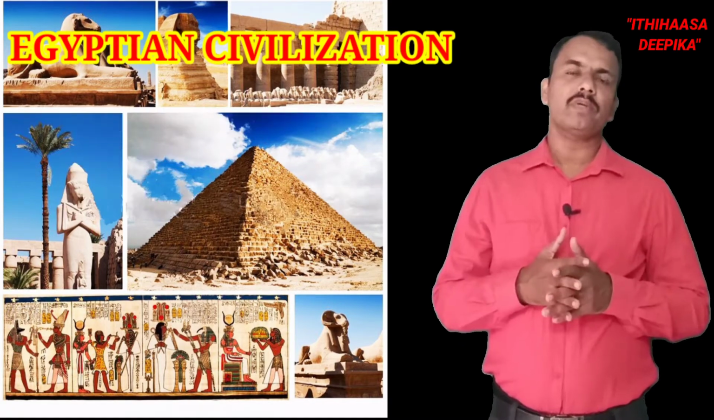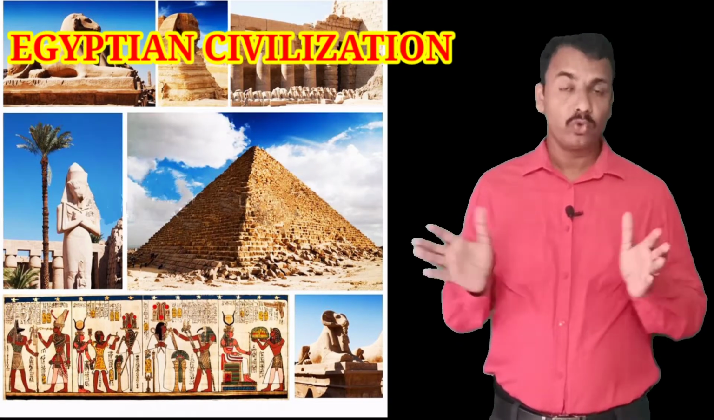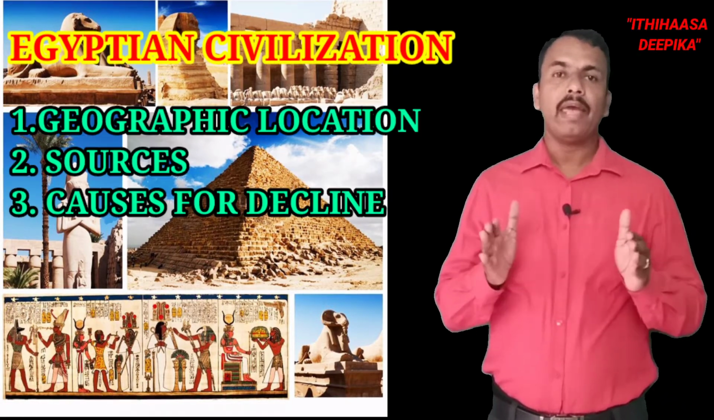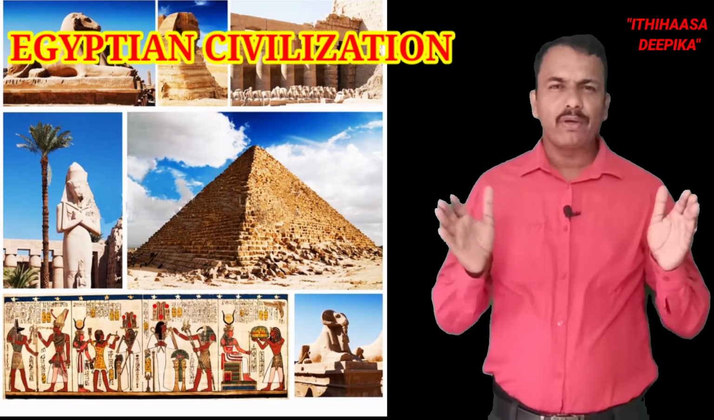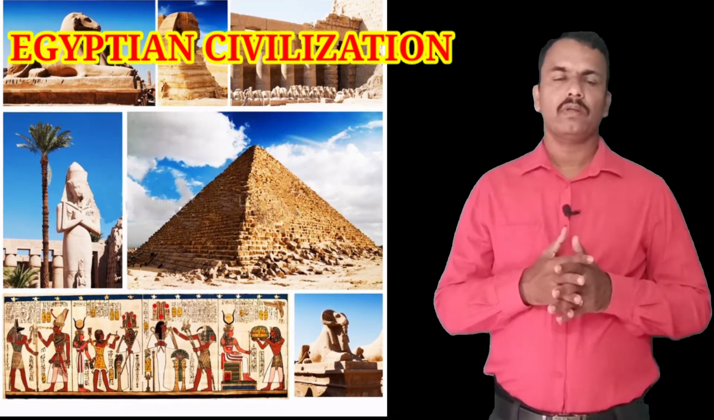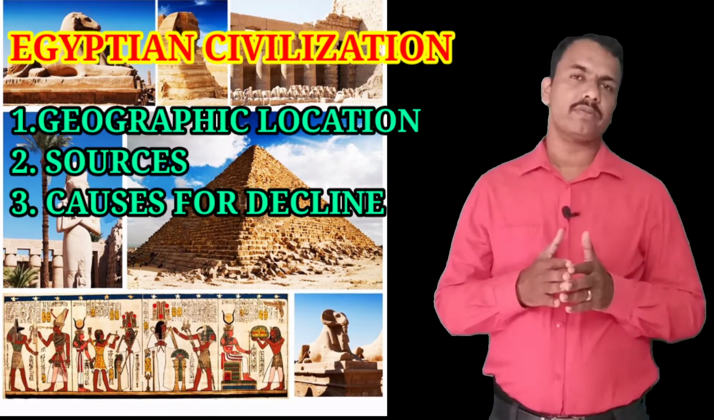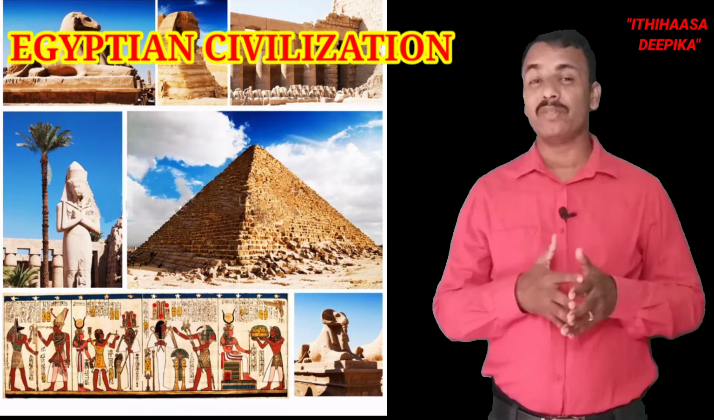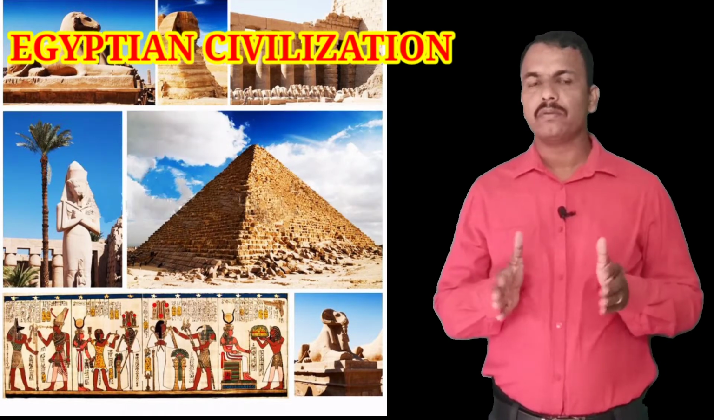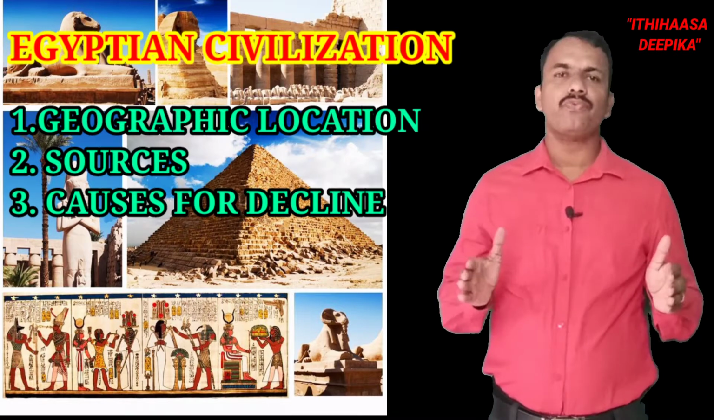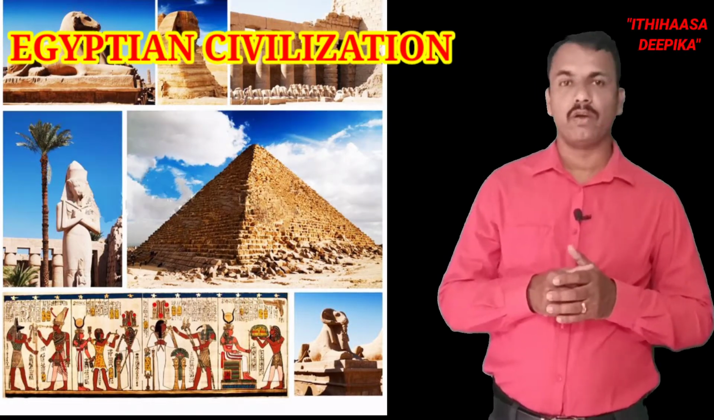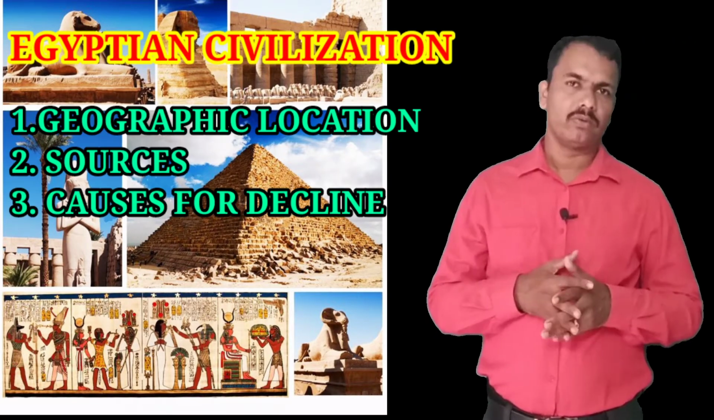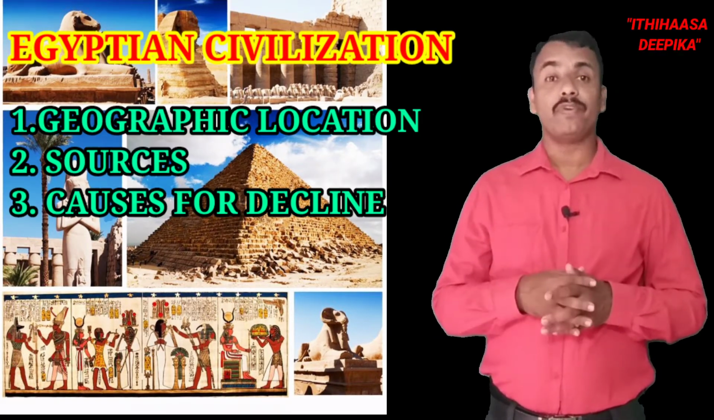Relating to Egyptian civilization, I am presenting two videos. In the first part, that is this video, I am explaining the geographical location of Egypt, the beginning of the Egyptian civilization, and the important sources of Egyptian civilization. In the last part, I explain the causes for the decline or disintegration of Egyptian civilization. In the second video, I will explain the contributions of Egyptian civilization.